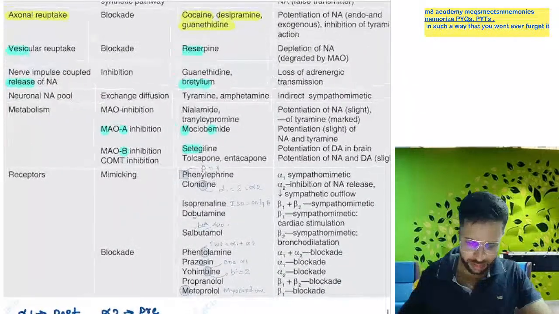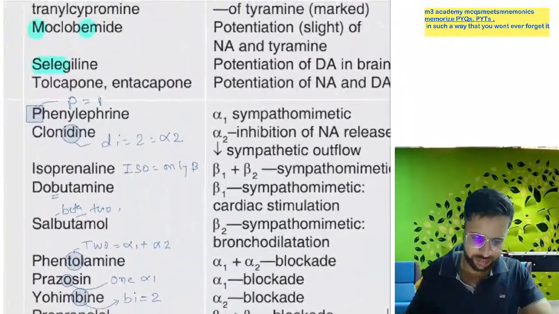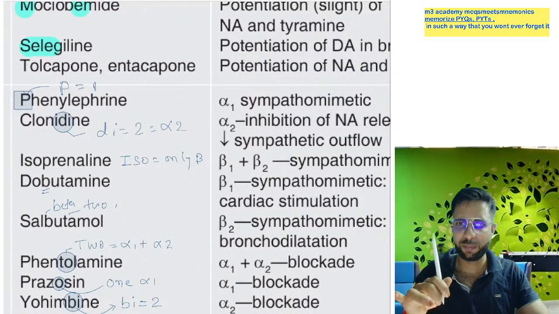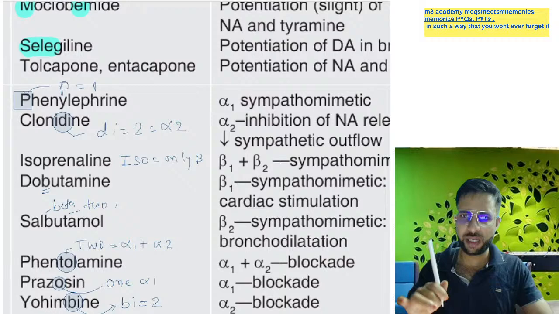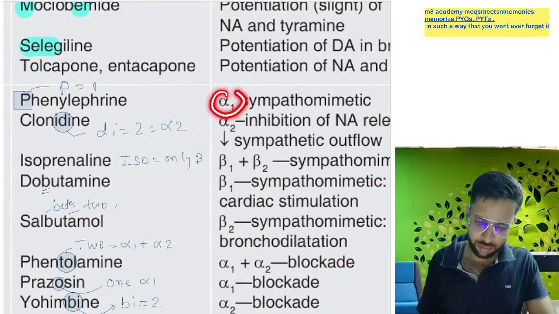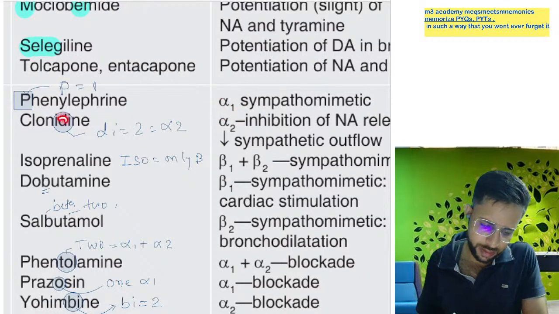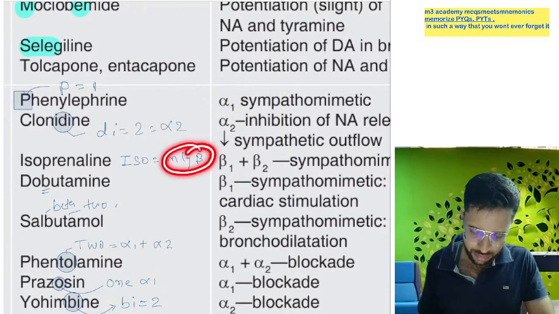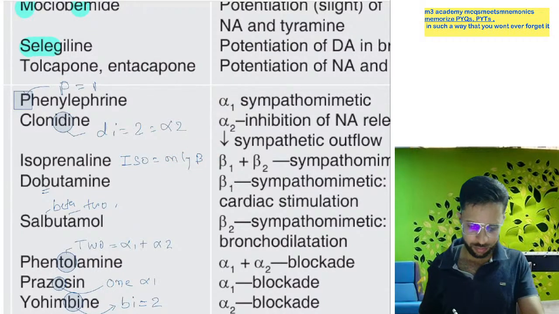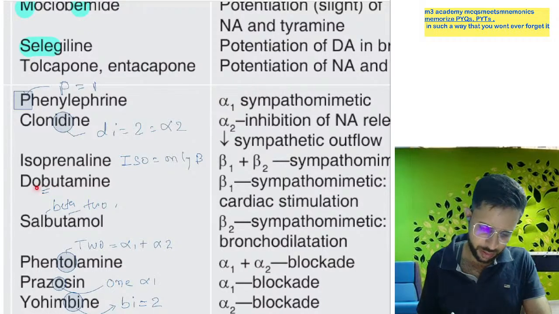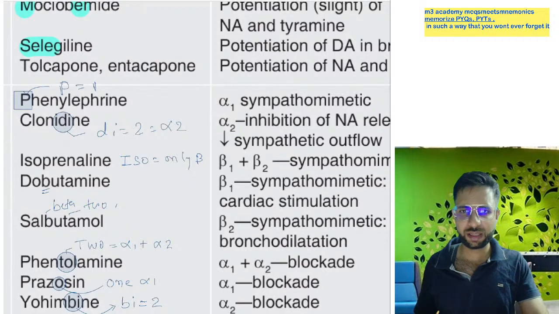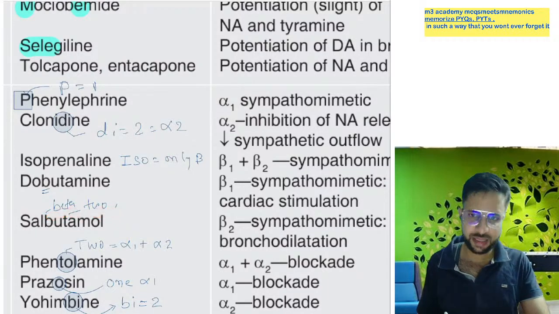drugs mimicking the receptors. Phenylephrine: P for pen, and we are using only one pen at a time. So how many pens do we have? One pen. P for pen, meaning it works on the alpha 1 receptor. Clonidine is a 'di', meaning two, so it works on alpha 2 receptors. Isoprenaline, iso means same, so it works only on beta receptors, beta 1 and beta 2, not alpha 1. Dobutamine, we already saw, works on beta 1 receptor. Salbutamol works on beta 2 receptors.